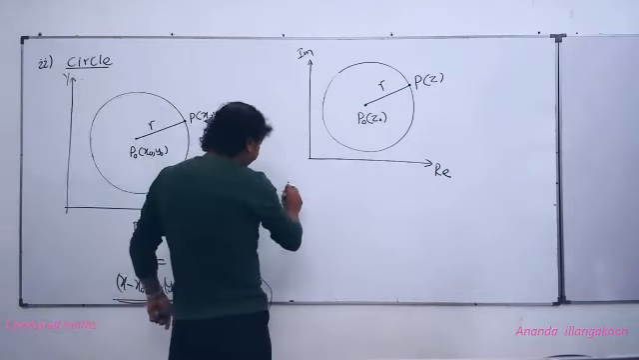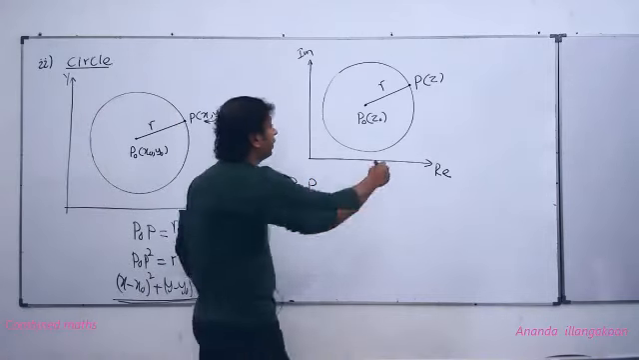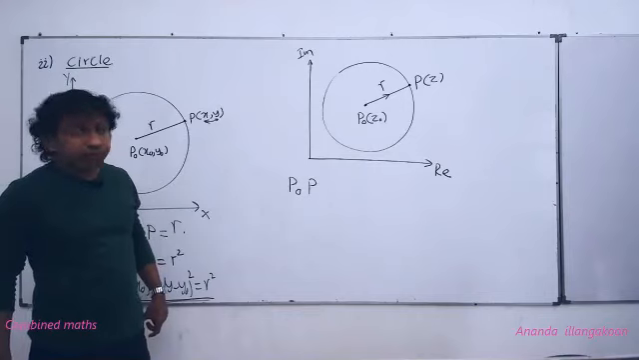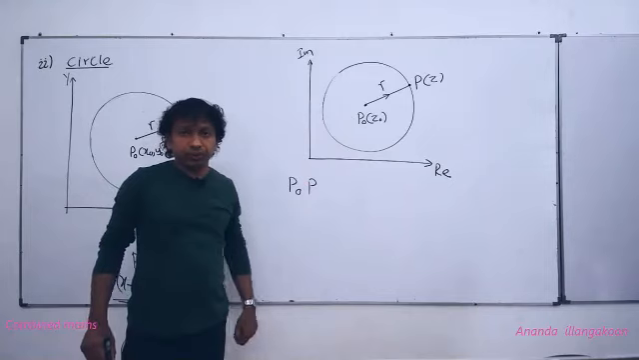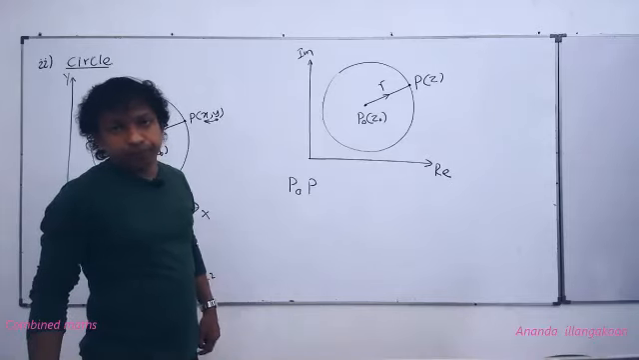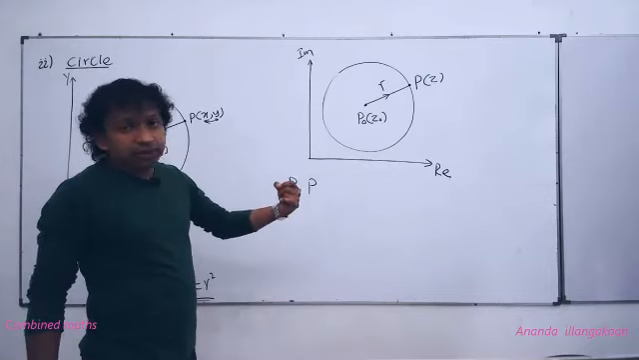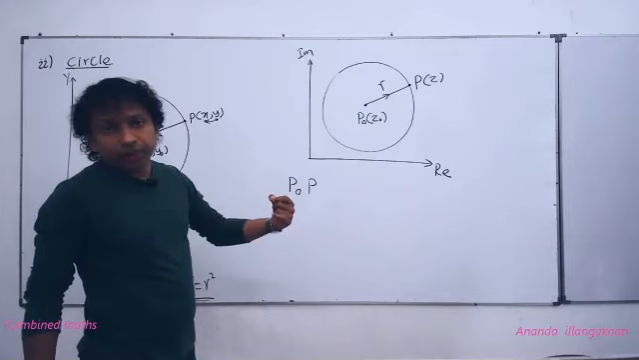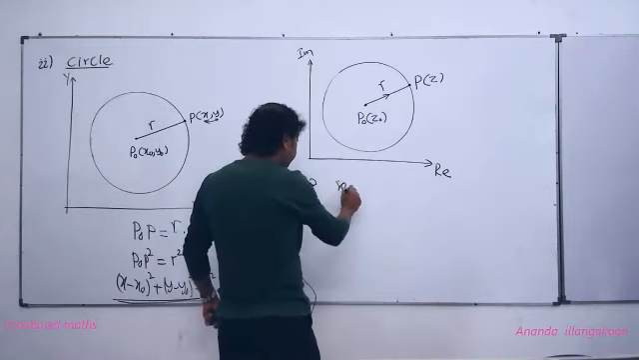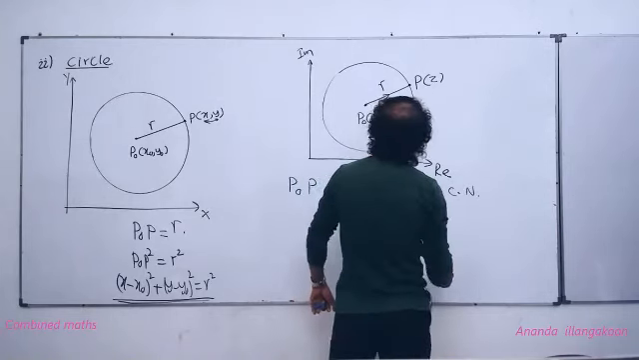In this case, we can consider the line segment P naught to P, starting from P naught and ending at P. What is the complex number that it represents? Ending point complex number minus starting point complex number. That is very similar to finding a vector by using the position vectors at the ends of the line segment: ending point position vector minus starting point position vector. Like that, for a line segment, the complex number representing it can be found: ending point complex number minus starting point complex number. So P naught P represents the complex number z minus z naught.